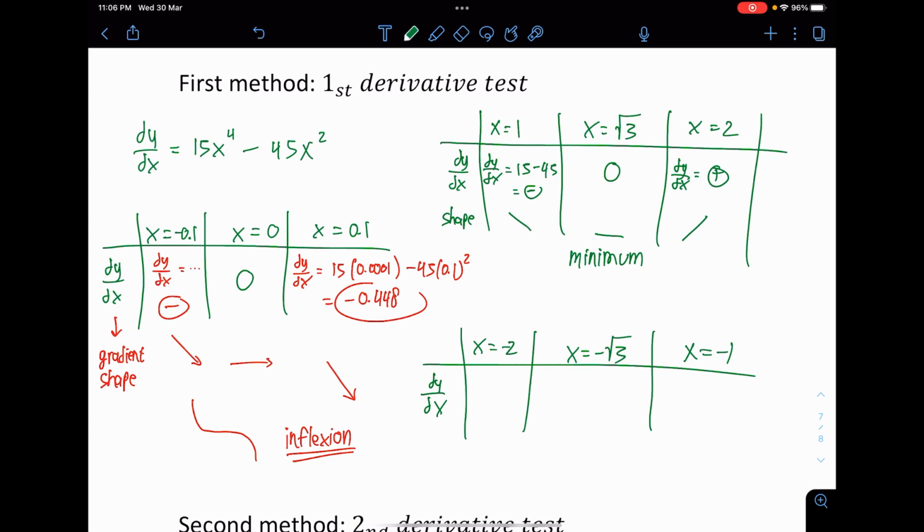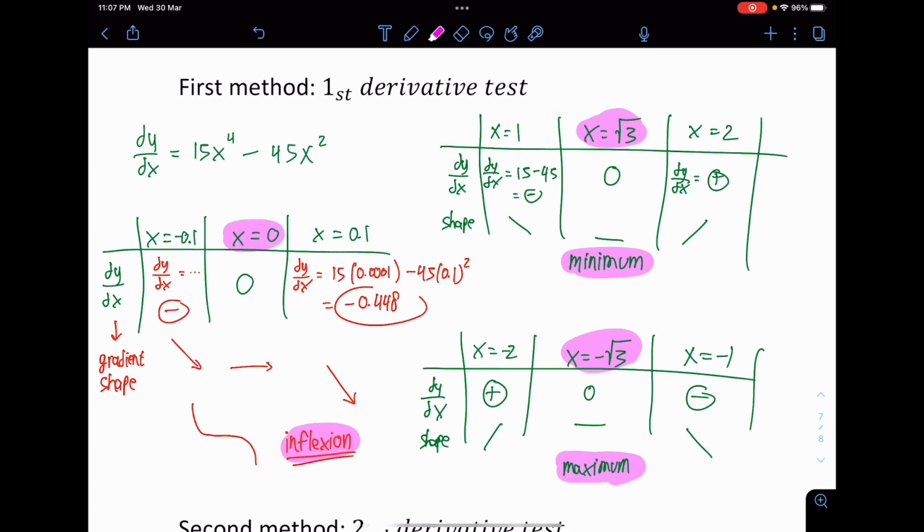Okay, you know the drill, just press calculator, sub into your dy dx. This time it will be positive, 0, and then negative. Which means that the shape is going up, stop, and then going down. Hence I got a maximum point for this occasion. And there you go. That's how you check for each of the values what kind of turning point they're going to get. What is the nature of each point.